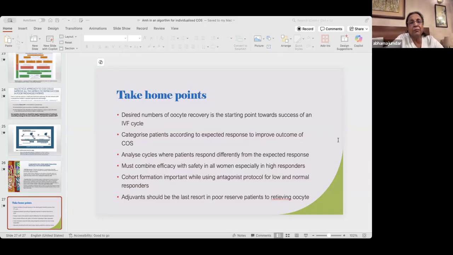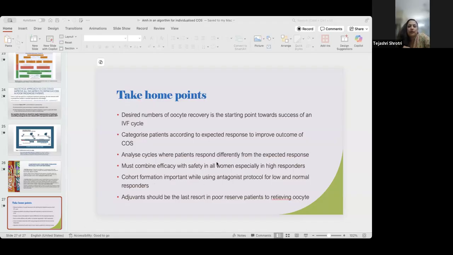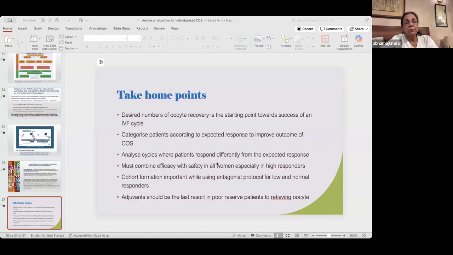What is everyone's opinion, Bhavani, Tejashree, and all the delegates? You all are so learned. You can give your opinion also. We can try it, ma'am. We can always try it. Yeah, because it should suppress the LH, FSH, and therefore follicular recruitment in the late luteal phase.